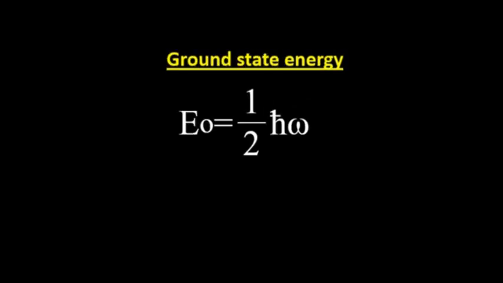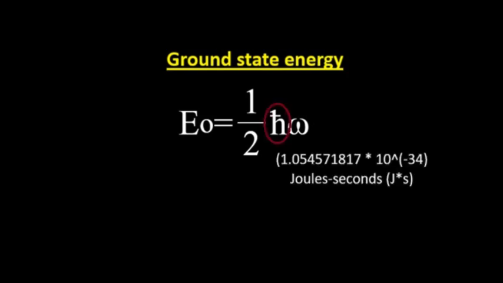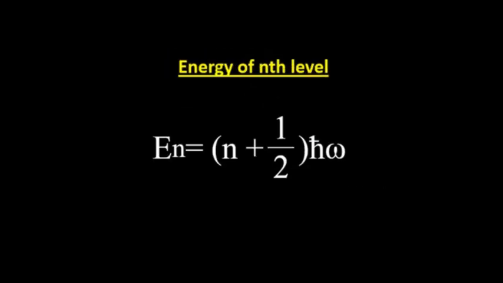So the energy at n equal to 0, or the ground state energy, is given by this formula where h bar, the reduced Planck's constant, is a very small number but is not equal to 0. This is the equation for the energy in the nth excited state of the oscillator.